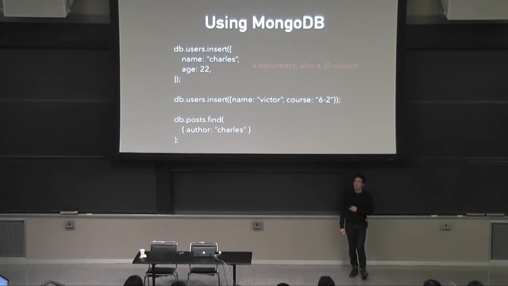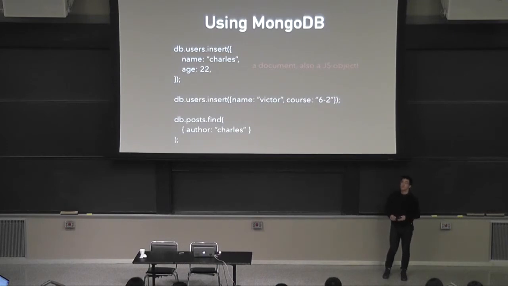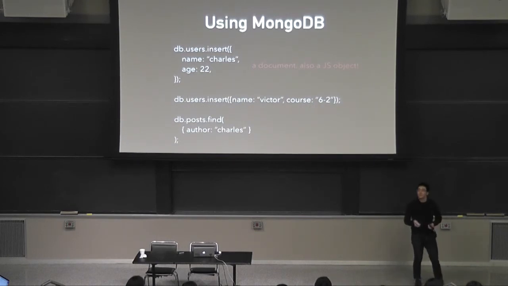Like, I might say, okay, well, Victor has a course, so I might take some input from a user and say, whose information do you want to look up? And they'll say Charles. And so I'll get this record and I'll say, return to the browser Charles user result dot course. And JavaScript will be like, I don't know what that is, and then return undefined and not throw an error, and we will never figure out what's going on.